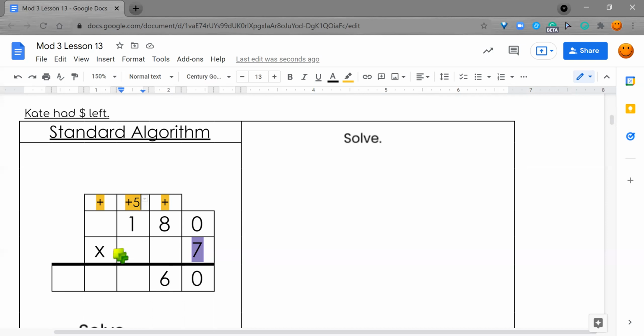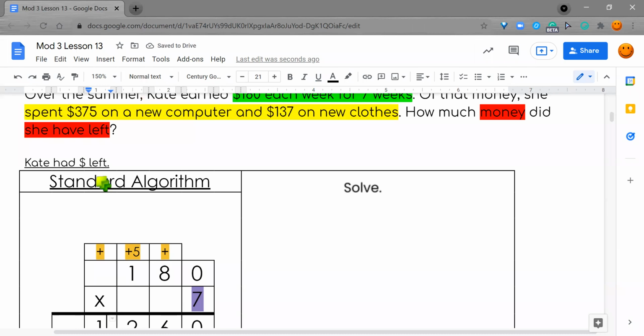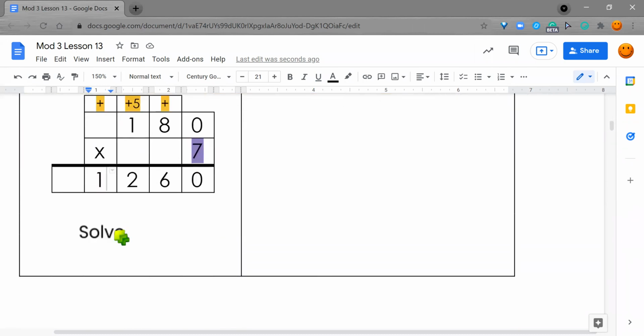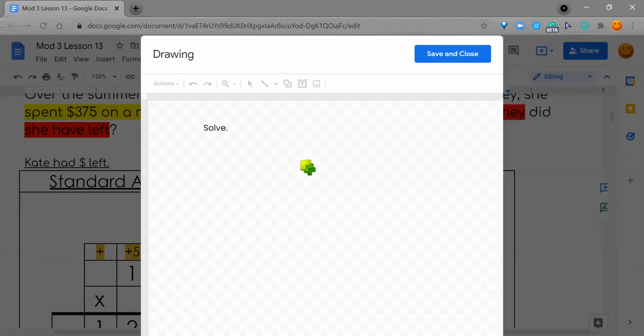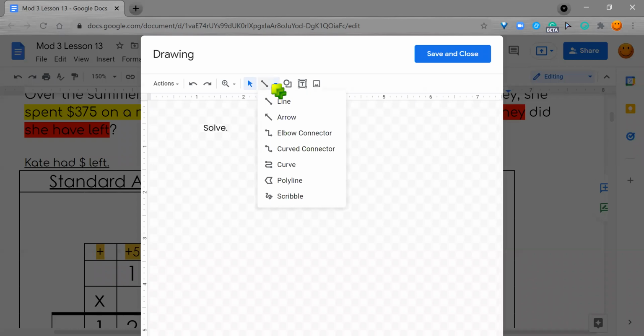So let's go multiply that hundreds column. We do 7 times 1, which is 7, plus 5, which is 12. So she earned $1,260 in 7 weeks. But remember, she spent some money. So I'm going to jump into one of my solves and I'm going to go ahead and scribble. Scribble's nice because all you need to do is use your finger.